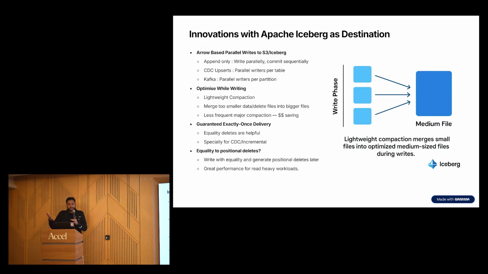right? That would have a significant impact on your query performance, number one. Number two, you would have to do two or three times fewer of the bigger, main compactions compared to if you don't have a lightweight compaction while writing. So that's one of the cool optimizations we can do. And apart from that, there is exactly once delivery.